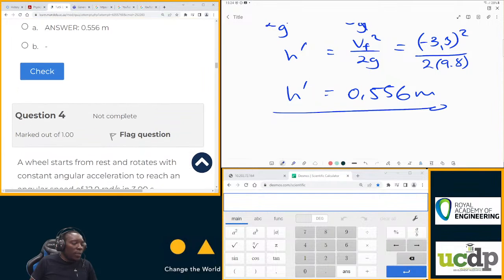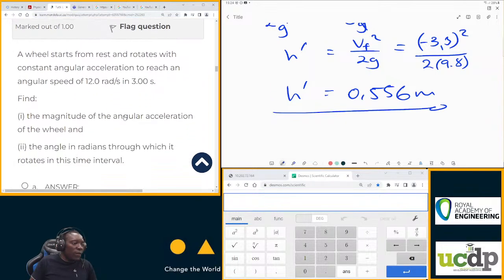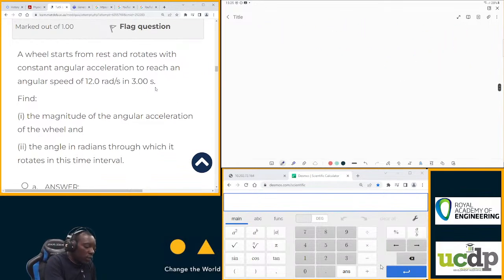So that's the rebound height for this question. Question number 4. A wheel starts from rest and rotates with constant angular acceleration to reach an angular speed of 12 radians per second in 3 seconds. Find the magnitude of the angular acceleration of the wheel and the angle in radians through which it rotates in this time interval.